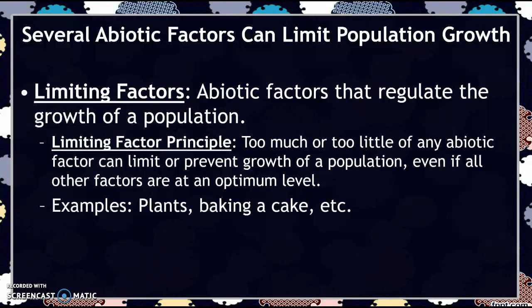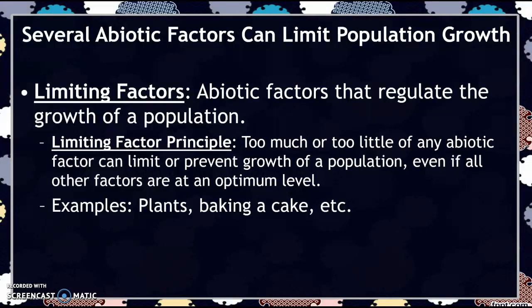even if all the other factors are at a great level. So for example, with plants, if we have a plant that has good soil, good sunlight, plenty of space to grow, if for some reason it doesn't get water, my plant is not going to survive. It's not going to make it. It's not going to reproduce. If it gets too much water, the same is true. My plant will still die.